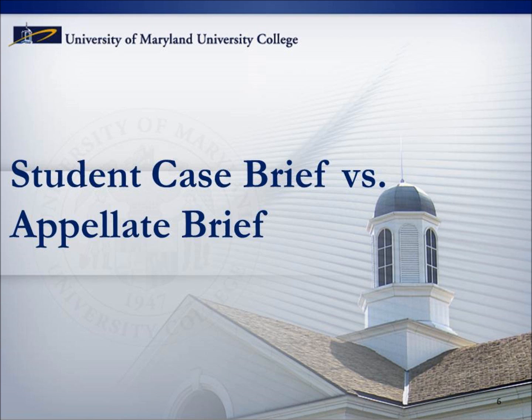Now don't be confused, there's a difference between a student case brief and an appellate brief. A student case brief is what we're talking about here, and we'll get more involved and in depth. An appellate brief is a document used by attorneys. They file it on appeal to argue their position. So we've talked about what a case brief is.